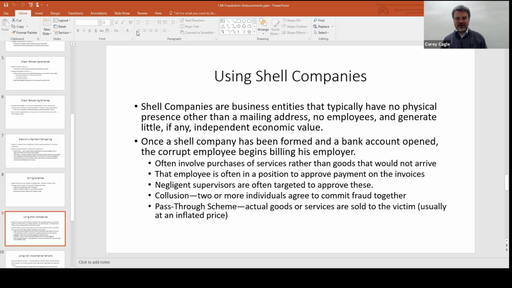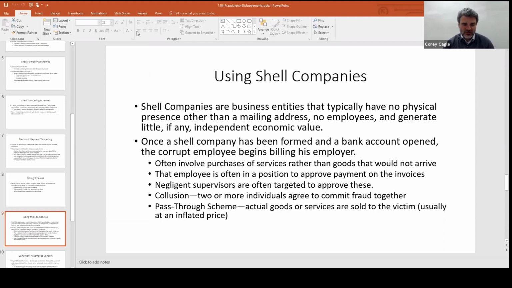It says negligent supervisors are often targeted to approve them. So it's like, hey, sign this. You know how that goes sometimes. Or you might have a kind of collusion going with one of the supervisors. Like, hey, let's get this going. You approve it, I'll pay it. We'll split it. That's where it gets really hard to detect, when people are in it together.